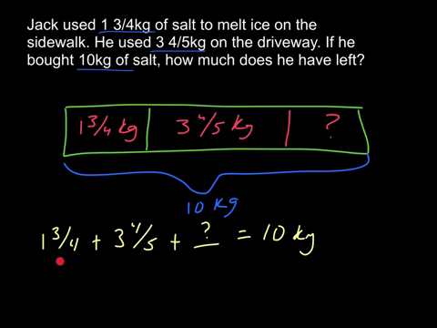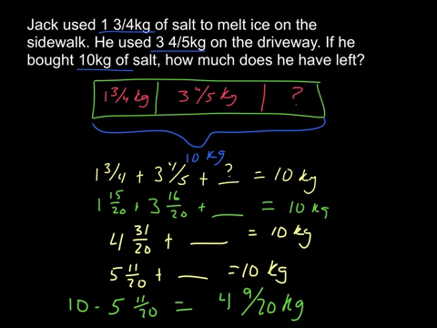Okay, so I've written this out into a problem. 1 3/4 plus 3 4/5 plus something is the same as 10 kilograms. Okay, and then I'm going to solve it like I did previously. I gave it a common denominator and added them together to get 4 31/20. I simplified it down to 5 11/20. Okay, and this second step here didn't change at all. So then I moved it around so that I could see 10 minus 5 11/20 is the same as 4 9/20 of a kilogram.